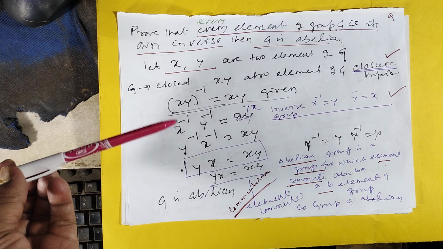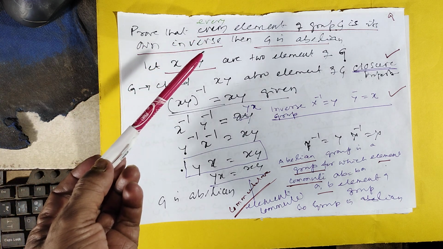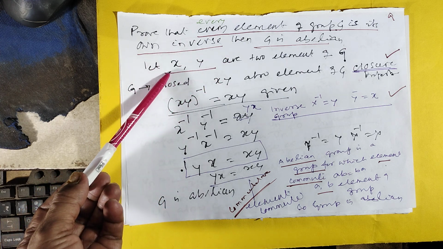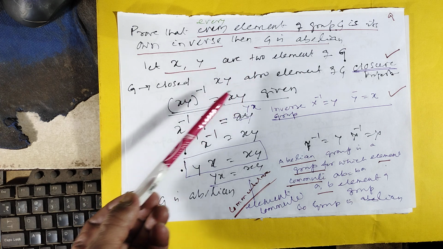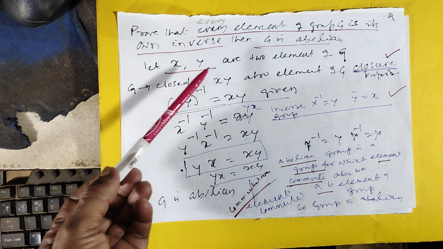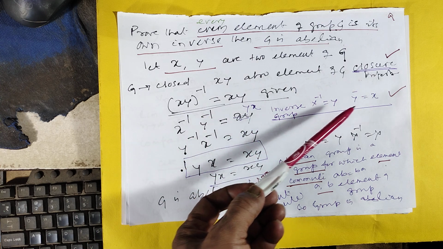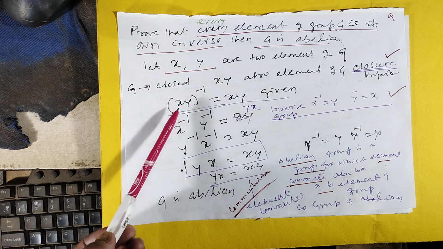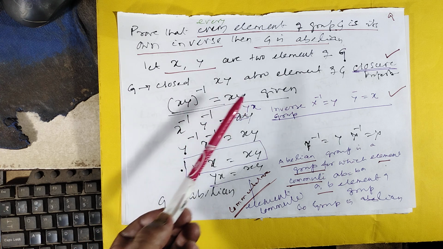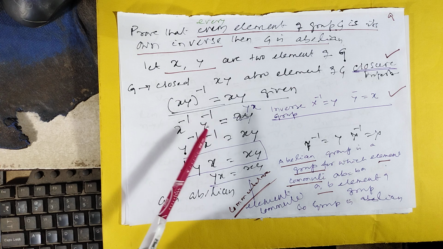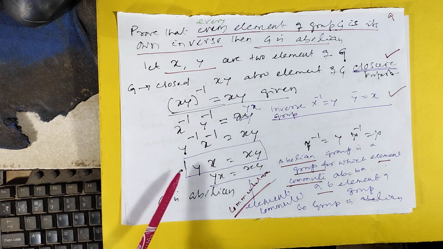Prove that if every element of group G is its own inverse, then G is abelian. When x and y are two elements of G, by the closure rule, xy is also an element of G. And by the inverse rule, the inverse of xy is xy itself. So we already know (xy) inverse is equal to xy, given. So x inverse y inverse is equal to yx. As per this, yx is equal to xy. So the commutation rule is applicable. Commutation means it is abelian.